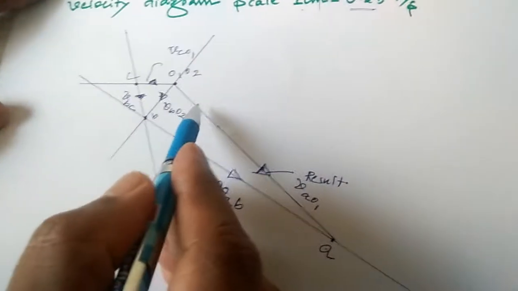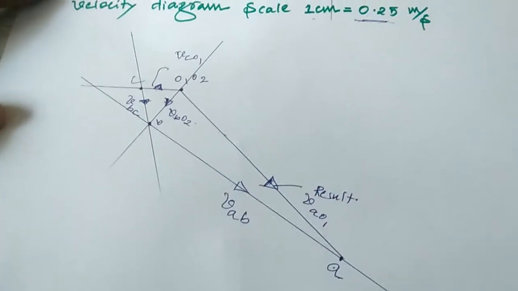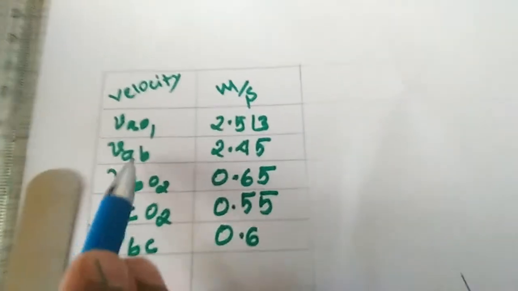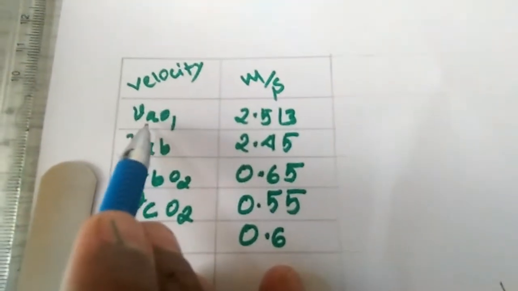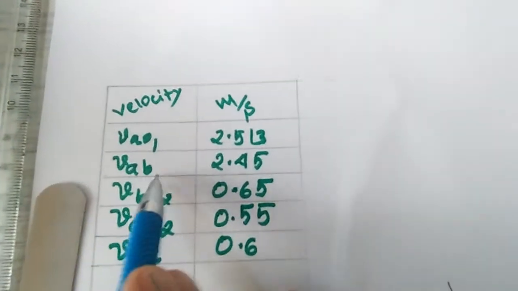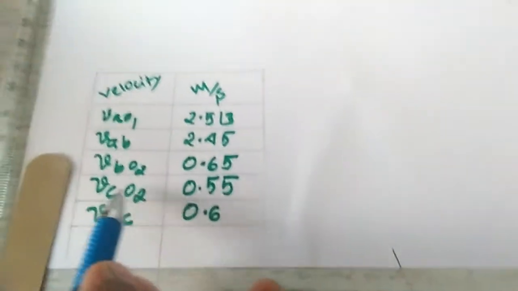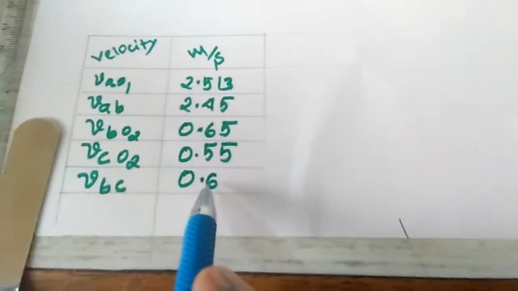Then I will come to this. Afterwards, you measure the things using this scale and convert them according to the scale. Look at this one, these are the values got from this. VAO1 is 2.51 meter per second. VAB is 2.45. VBO2 is 0.65. VCO2 is 0.55. VBC is 0.6 meter per second.